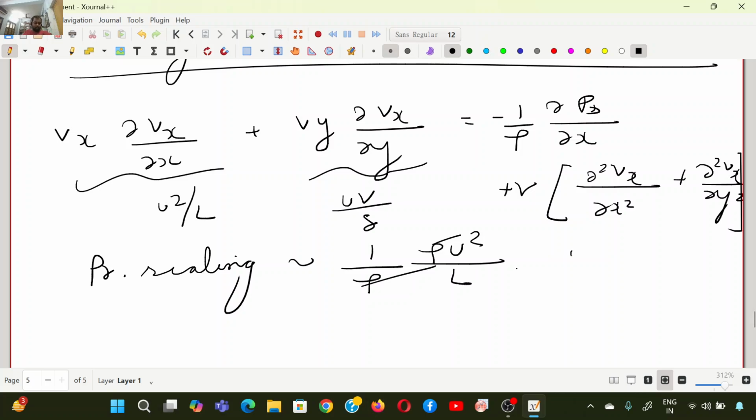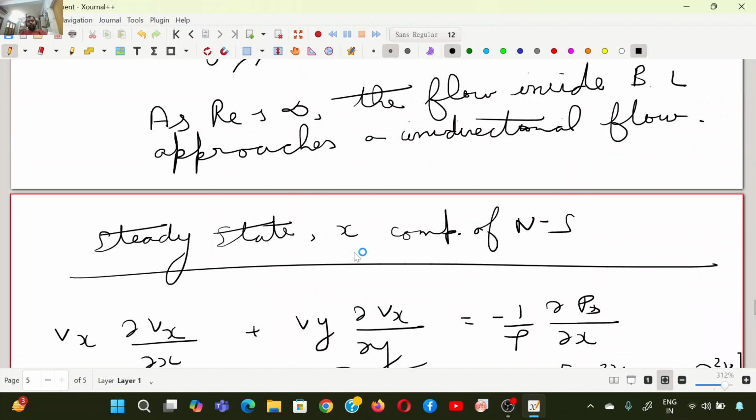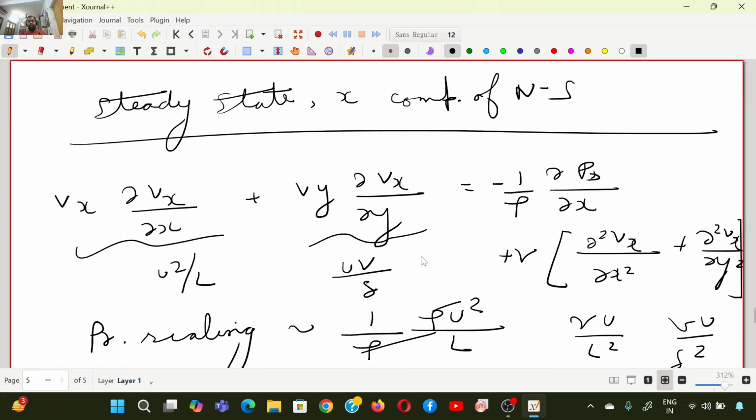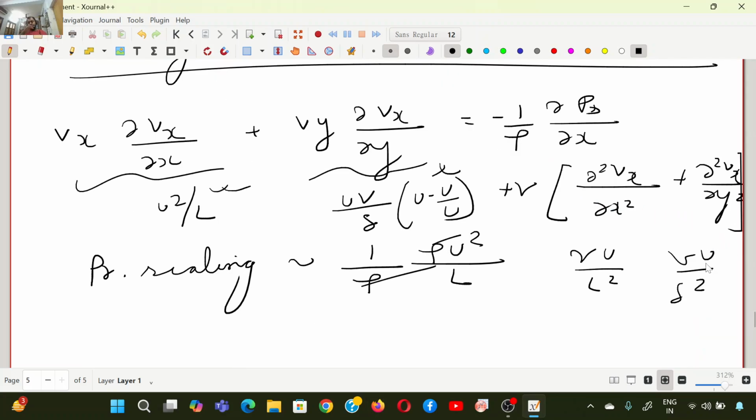Then these two terms go as nu into u by L square and nu into u by delta square. Since v by delta is equal to u by L, this we can also write as u into u by L, or u square by L, which is the same as this one. Because it's a high Reynolds number case, obviously nu u by L square, here there is u square, here there is only u, so this term you can neglect, take it as 0.